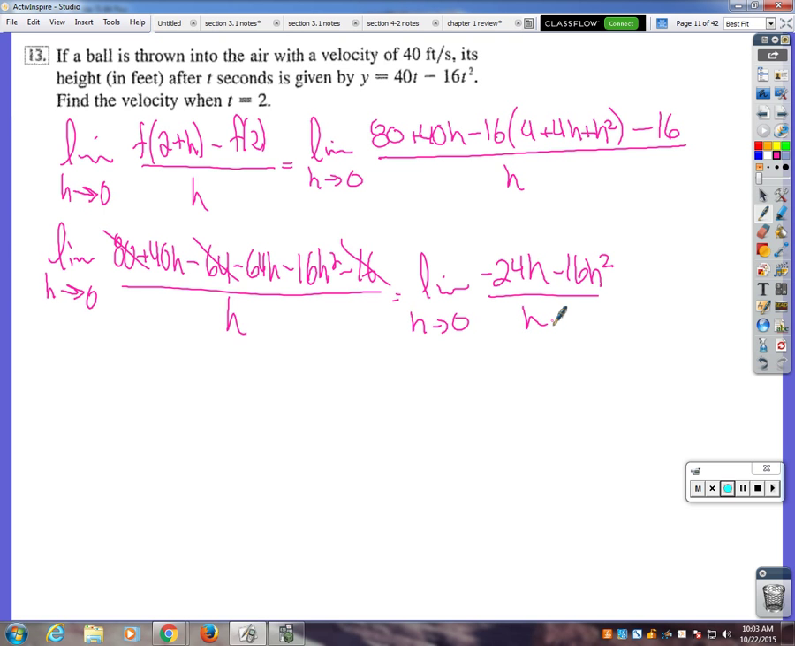Factor out h. Okay, so the h's cancel, and then that allows us to plug in 0 directly, and we get an answer of negative 24. And that would be feet per second.